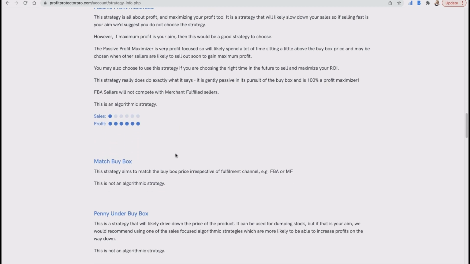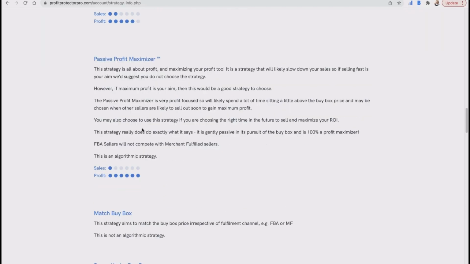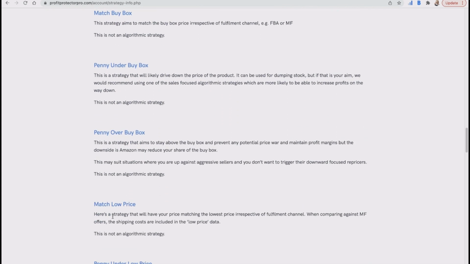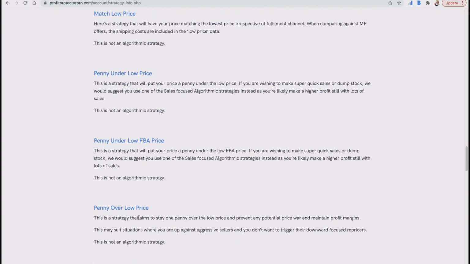So rules just do what you tell them to do. So all of these strategies up here, Profit Protector Pro is thinking for itself. It's using AI and it's thinking for itself based on what is the best thing to do on that listing to get you the sale at the most profit. All of these ones, so match buy box, penny under buy box, penny over, low, match low price, all of these are doing just what it says on the tin. So they're doing exactly as they're told. It's not using any clever wizardry to make anything special happen. It's just doing exactly what it's told.